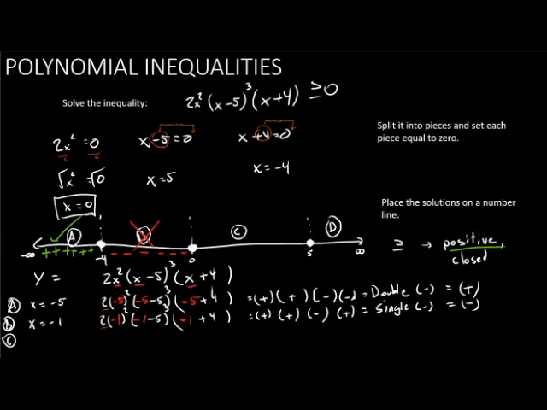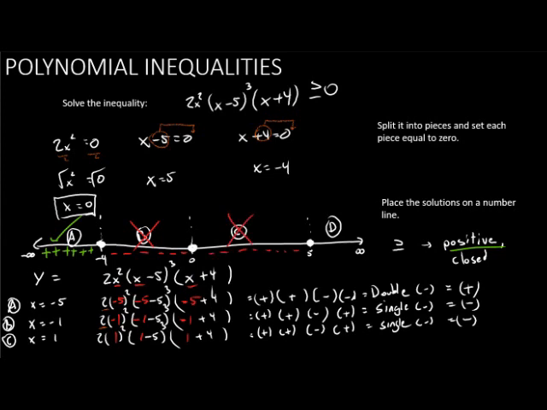Now we move on to region C, and we will pick an x that is between 0 and 5. We'll go with positive 1 this time. Now we'll replace all of our x's with positive 1. Here we'll start with the 2 in front, that's positive. Positive 1 squared is still positive. 1 minus 5 is negative 4. Negative 4 raised to the third power will still give negative. And then 1 plus 4 is positive. Once again, we have a single negative, and that single negative means our final answer is negative. Therefore, everything in region C will be negative, and that will not be part of the answer because we are looking for positive answers.